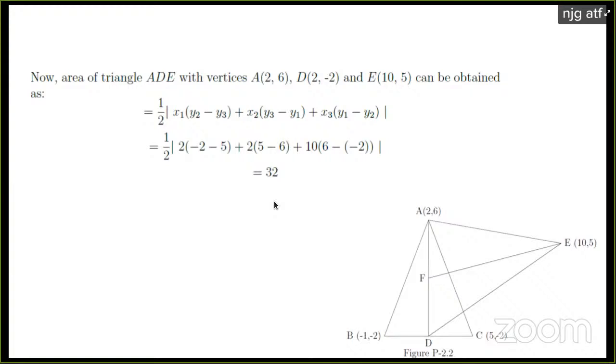So if you substitute it, now my x1 is 2 times (-2 minus 5) plus 2 times (5 minus 6) plus 10 times (6 minus (-2)). If you simplify it, you will get the value as 32.